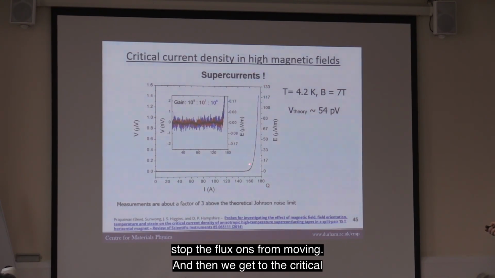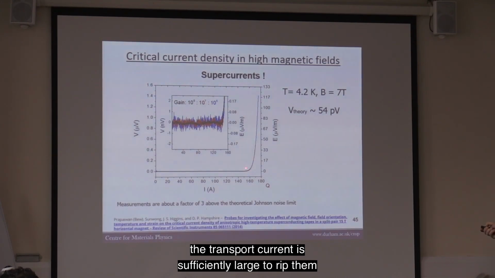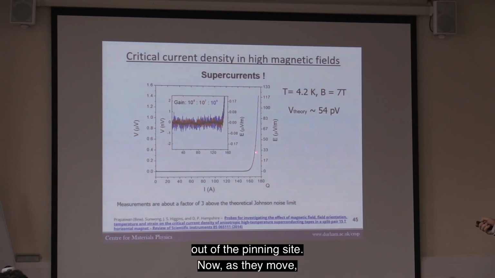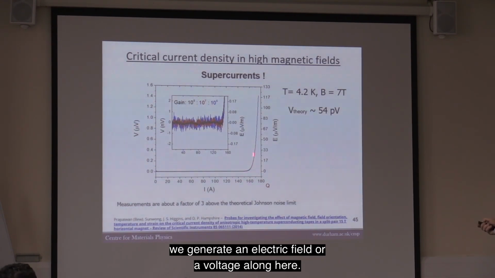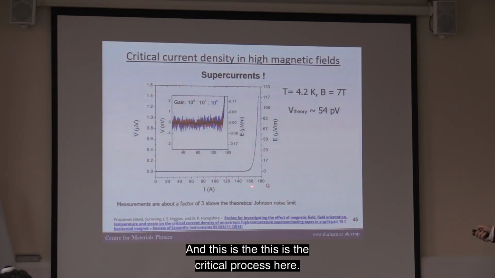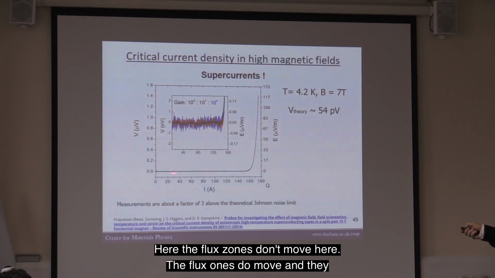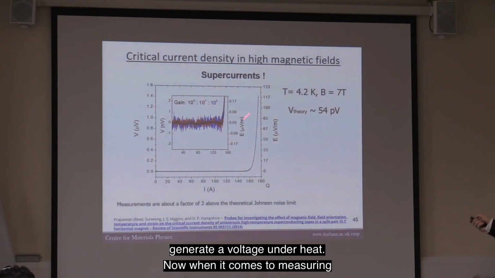And then we get to the critical current density here, and now the force on the fluxons from the transport current is sufficiently large to rip them out of the pinning site. Now as they move, we generate an electric field or a voltage along here. And this is the critical process here. Here the fluxons don't move. Here the fluxons do move, and they generate a voltage and a heat.